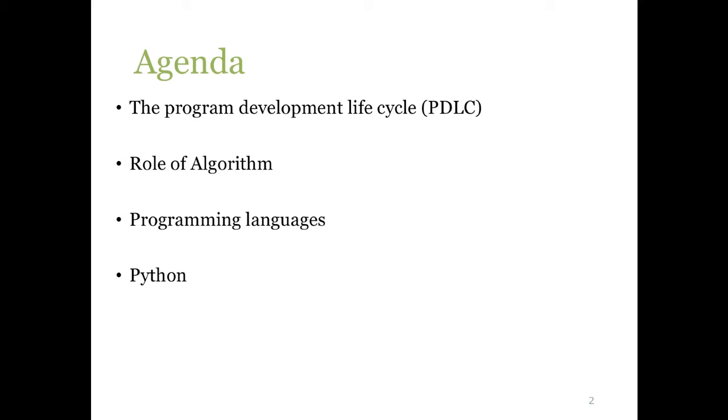Then we're going to talk about an important concept in software engineering as well as programming, which is the role of algorithm. How you decide what to do using the computer software or computer program. And then you can put that into codes. Then we're going to go over quickly some of the popular programming languages, especially how you differentiate between different generations of programming language. And we will focus on one particular language, which is the Python language we will use in your assignment 3.